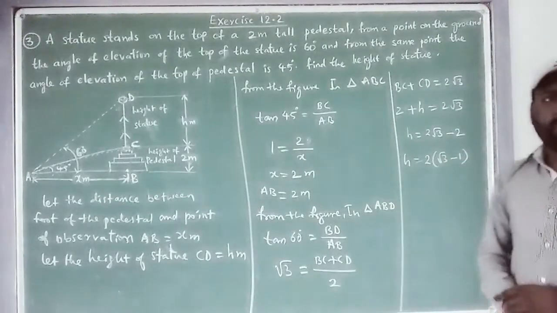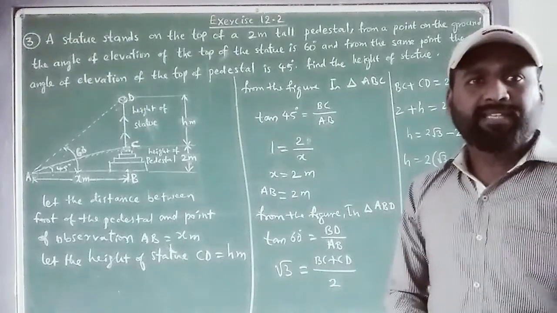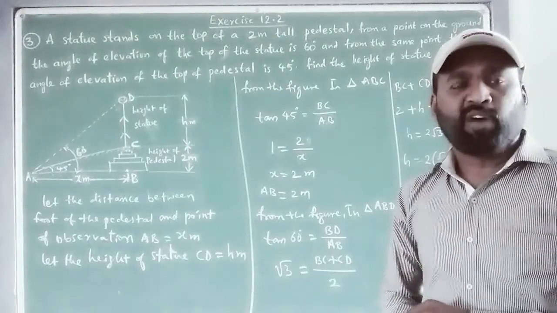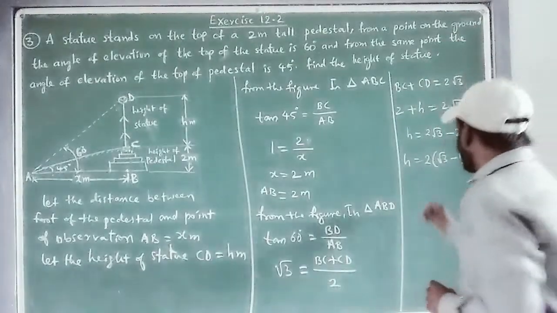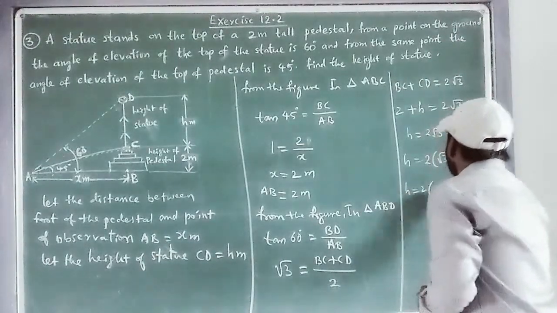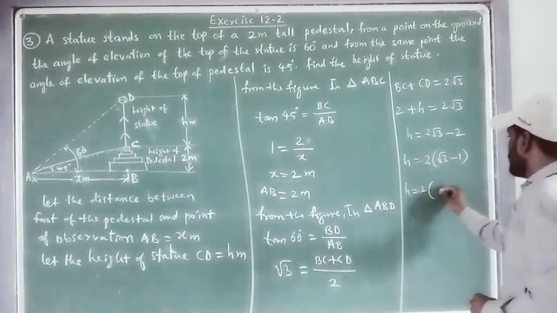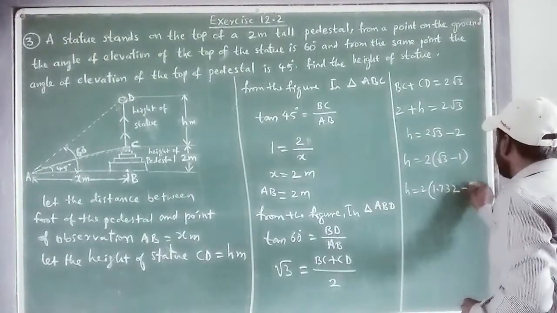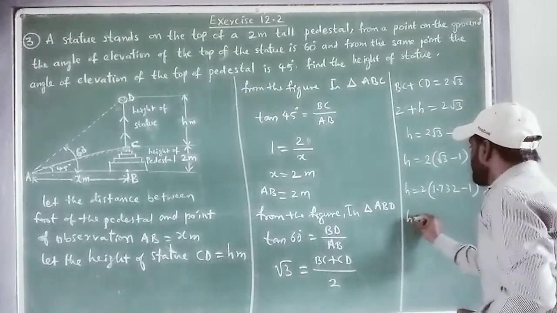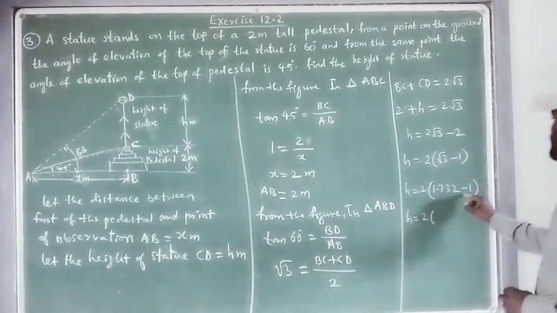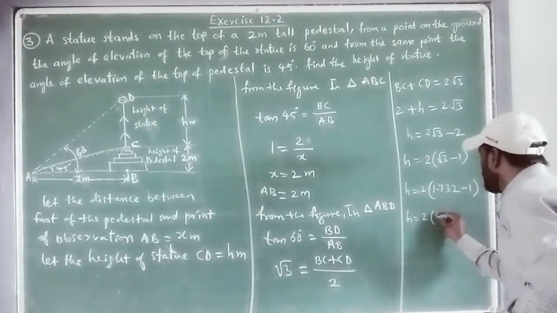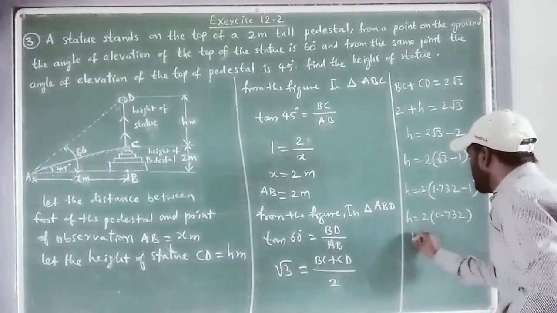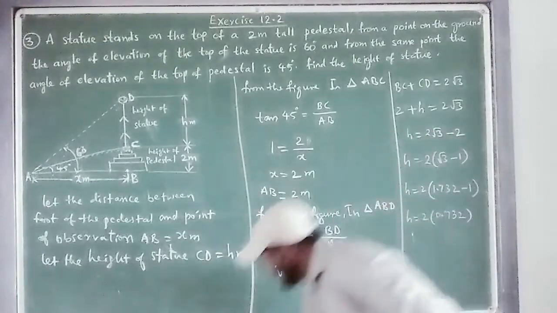So we all know that root 3 is an irrational number. Exact value we cannot find. So the approximate value of root 3 is 1.732. So let us substitute that value in this. So this 2 is as it is. Root 3 value is how much? 1.732 minus again 1. Now H is equal to 2 into 1.732 minus 1, which is 0.732.